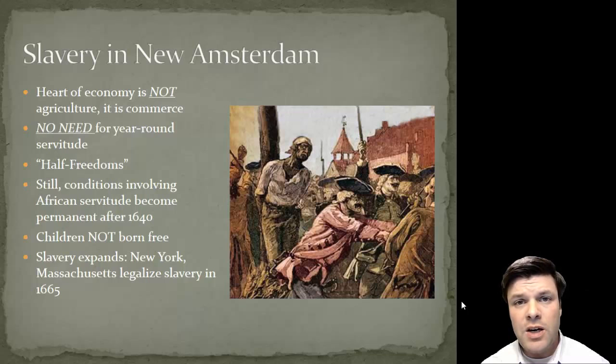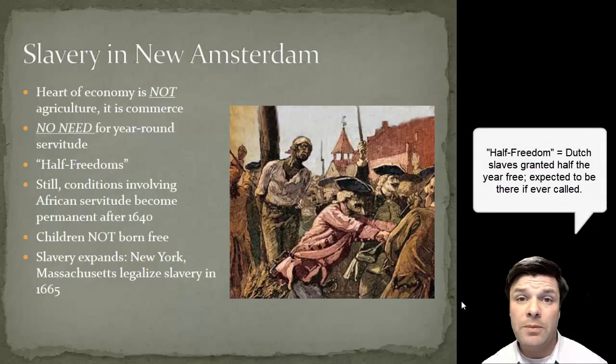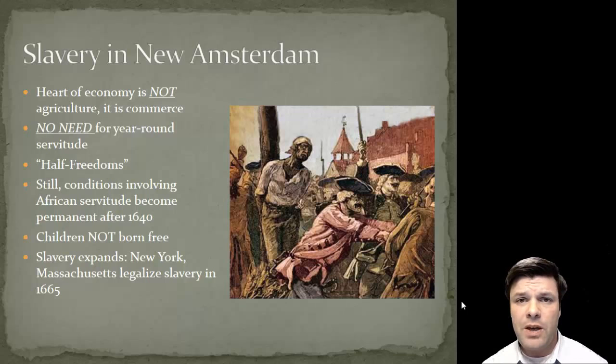Slaves in the Dutch part of North America were granted what was known as half freedoms. Again, I'm not apologizing for slavery, but what I mean by half freedoms is half of the year you would be a slave in the very traditional sense. You'd be expected to build roads and chop lumber and things of that variety. But then when the weather didn't exactly cooperate, you'd essentially have those months to yourself.